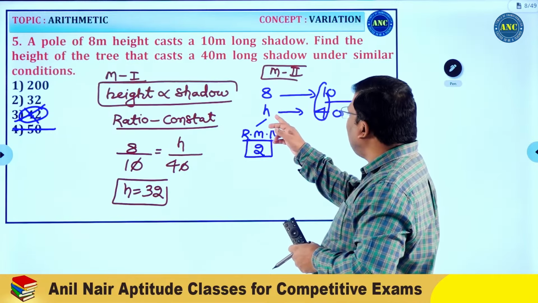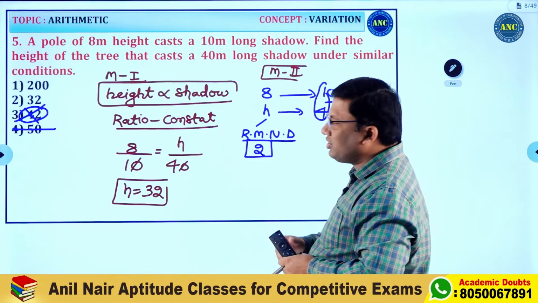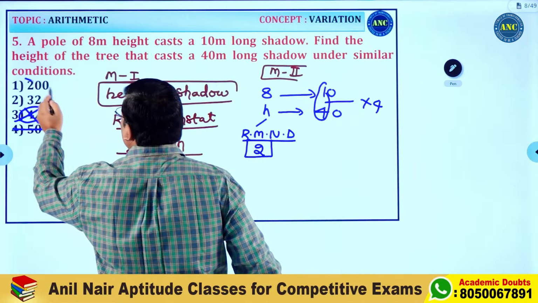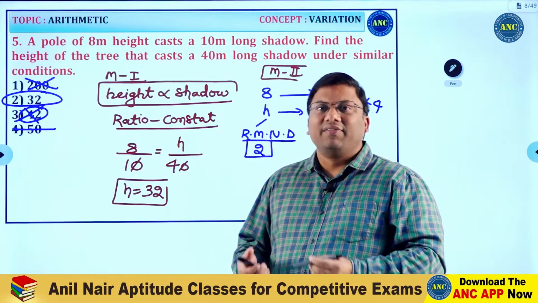It cannot be 200 because 10 4s are 40, 8 4s are, it cannot be a bigger value. Answer for this question is 32.